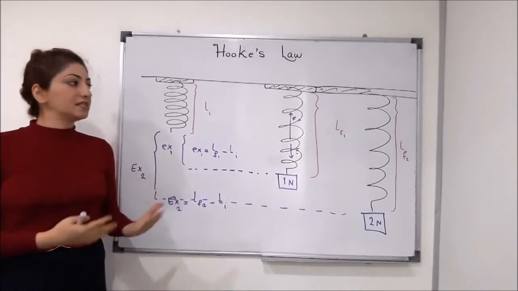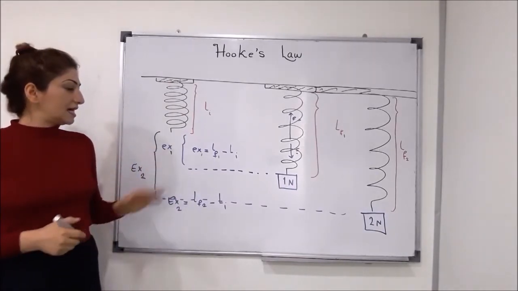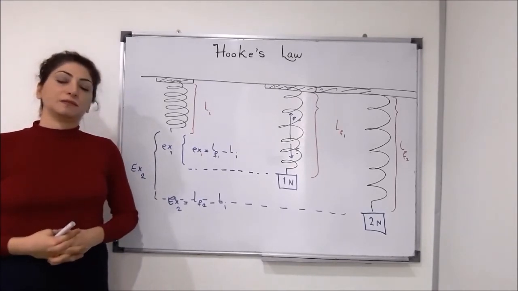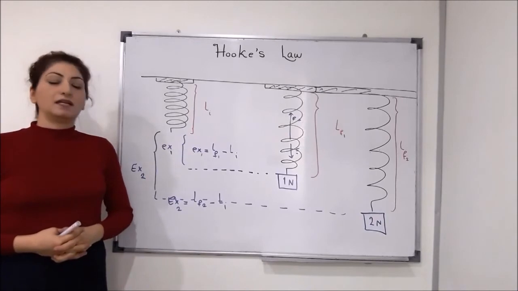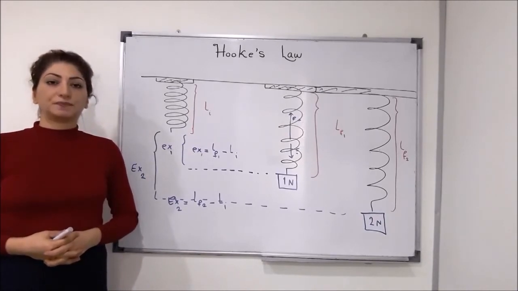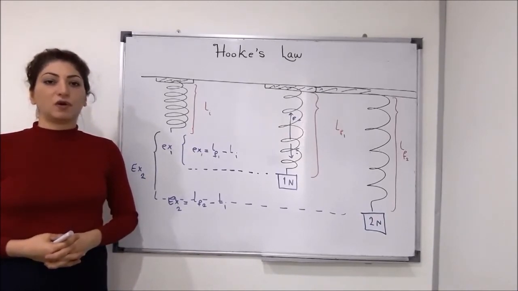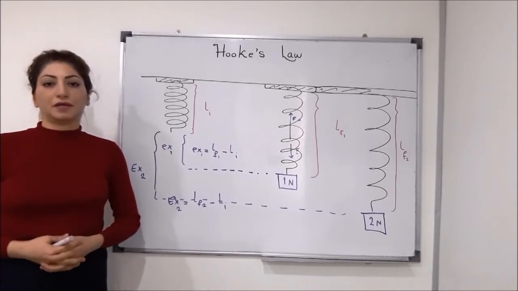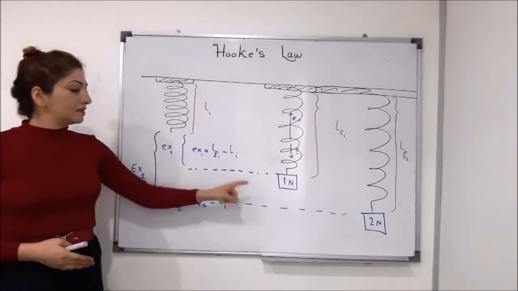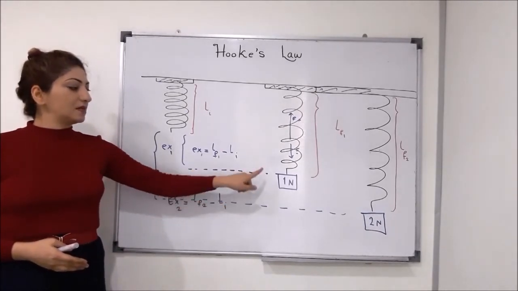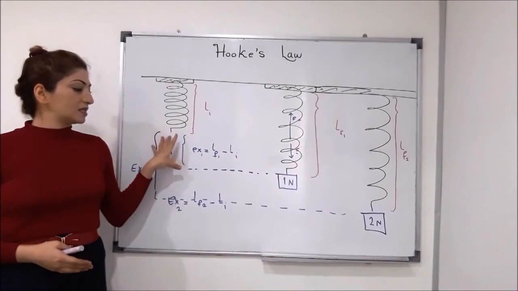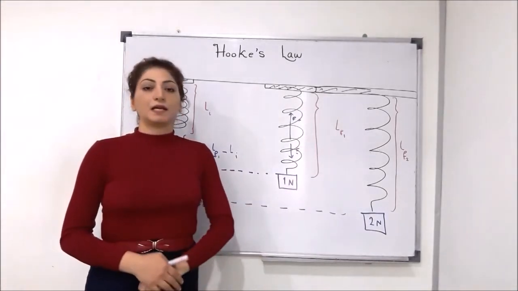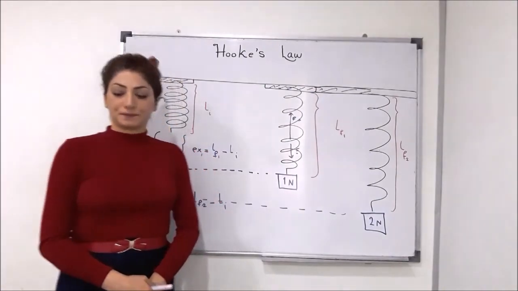If you continue, you can see that the extension and the load are directly proportional until a limit of proportionality is reached. It means that it doesn't follow proportionality anymore. Same increase you have for this extension when you apply the force here.